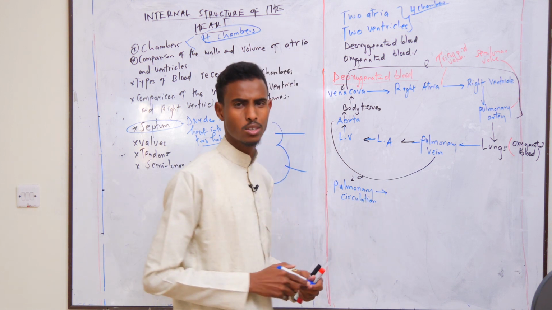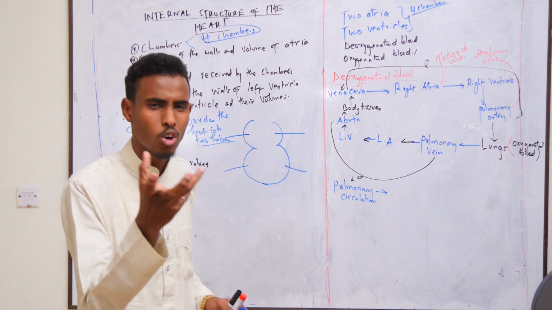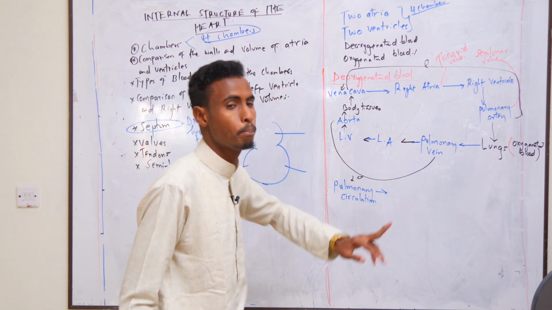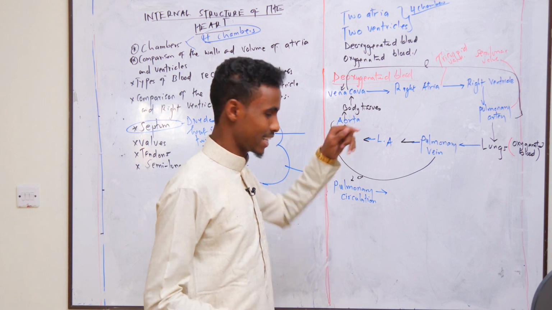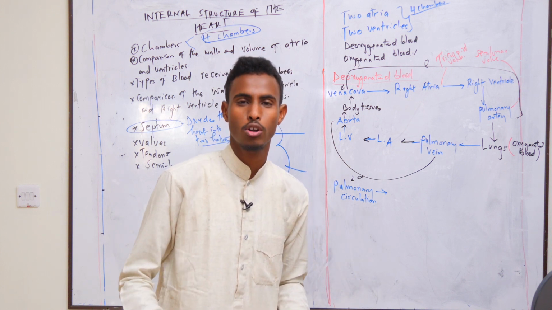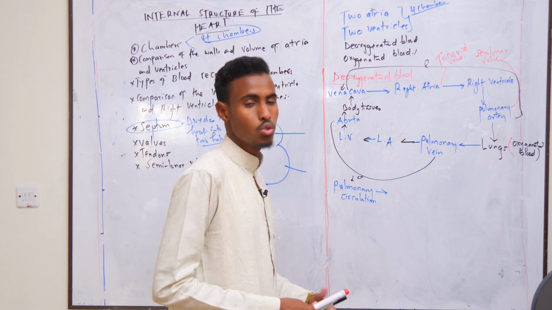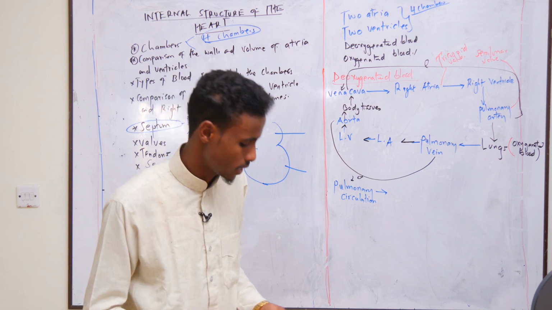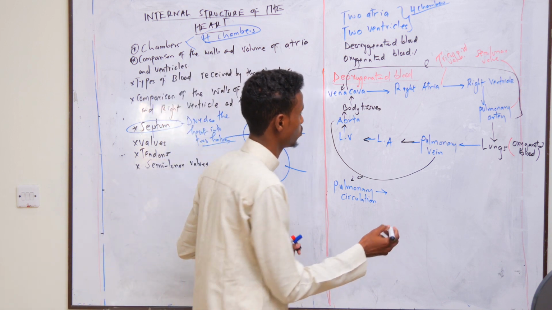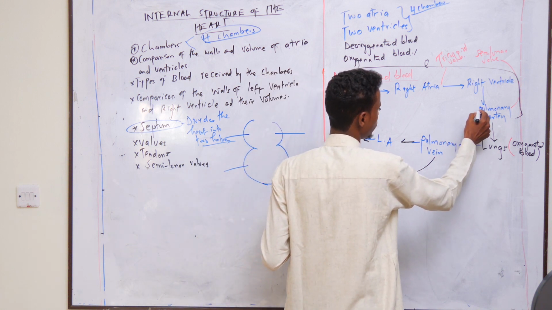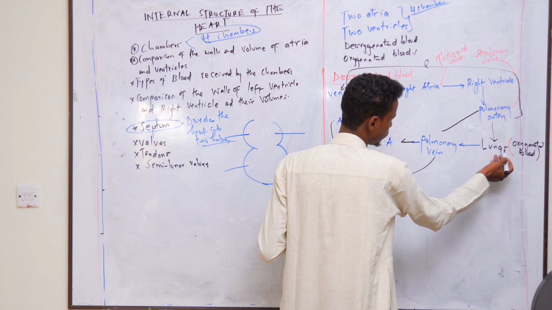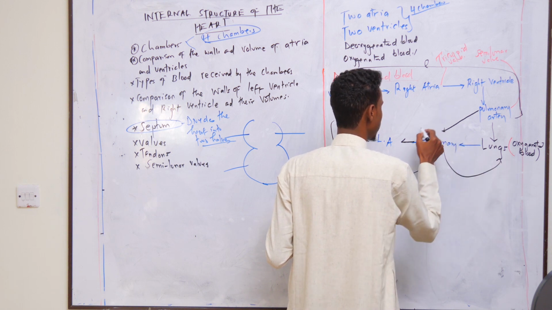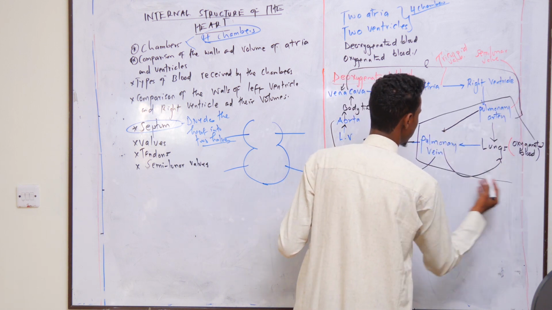Now, pulmonary circulation is a circulation where deoxygenated blood from the heart is pumped through the pulmonary artery to the lungs, and oxygenated blood from the lungs is pumped into the heart through the pulmonary vein. And therefore, such a circulation is called pulmonary circulation.